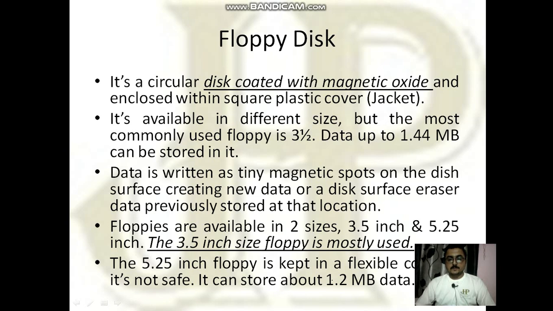Next one is floppy disk. It is an outdated one, but we have to know. It is a circular disk coated with magnetic oxide, enclosed within square plastic cover. It is available in two sizes, 3.5 inch and 5.25 inch, but the most popular is 3.5 inch, which is used to store 1.44 MB of data.